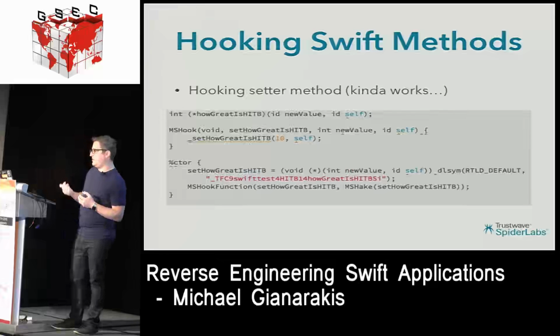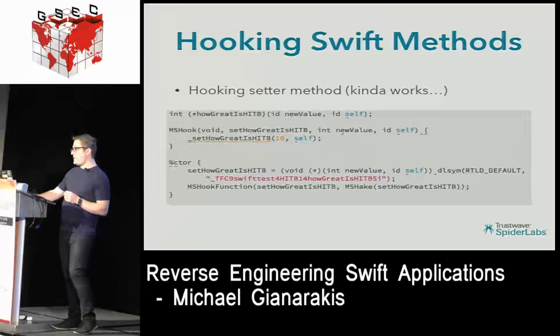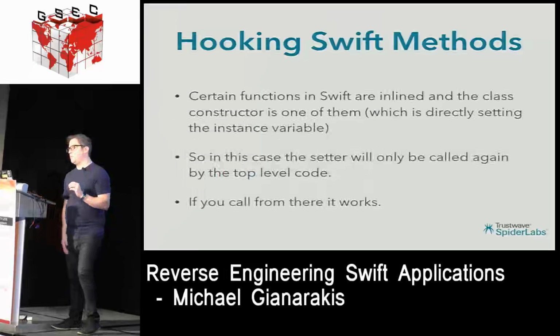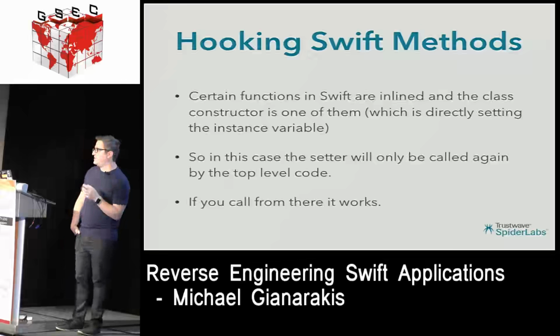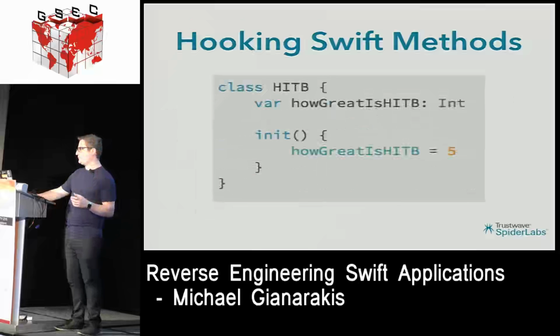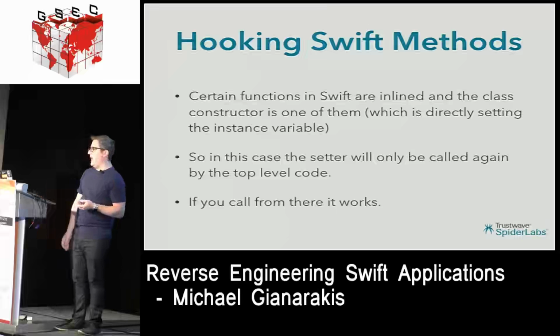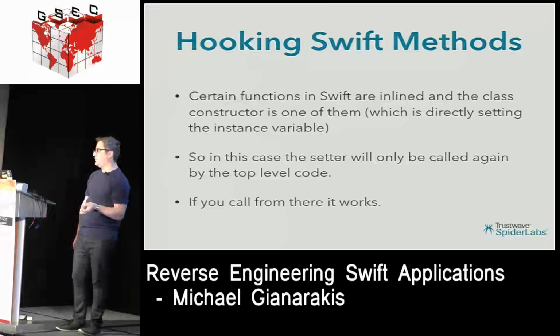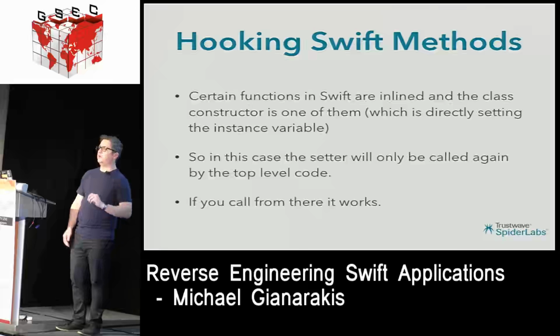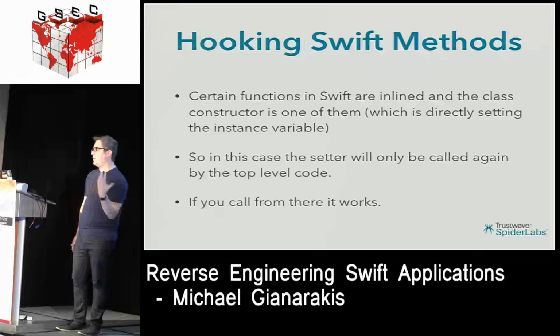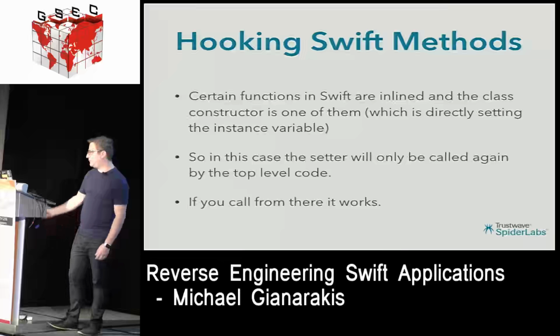You can hook the setter method, which kind of works. Where it falls down is that certain functions in Swift are inlined, and the class constructor is one of them. So init, that's what we saw here, and that's what's setting the instance variable. In this case, the setter will only be called again by the top level code. So if it's called from there, the hook works. But if it's not, then you won't get the new value.